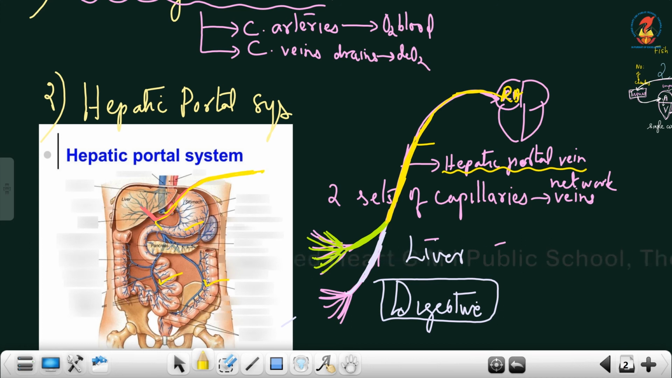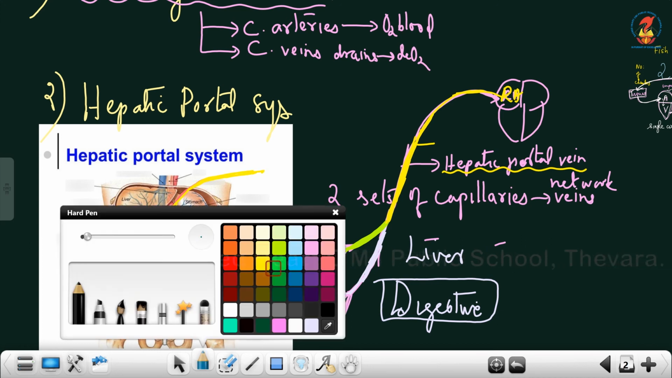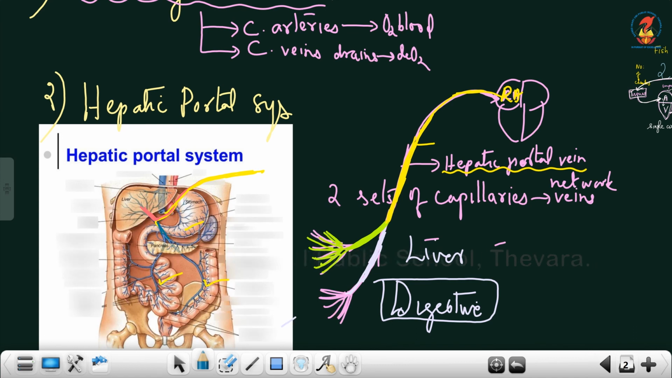So, the blue is coming from different parts of the digestive tract. That is the venules that are draining the deoxygenated blood from the large intestine, from the small intestine, and from the stomach. See, I gave 3 branches, veins coming out from the small intestine, large intestine, and stomach. They come out, that is blue color, as a common vein.